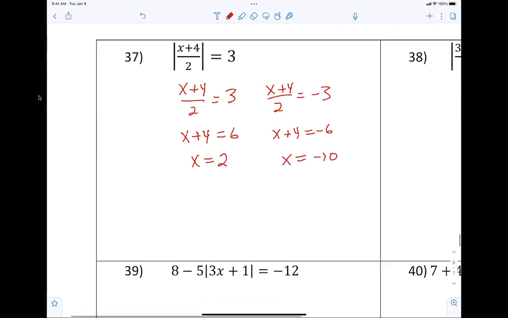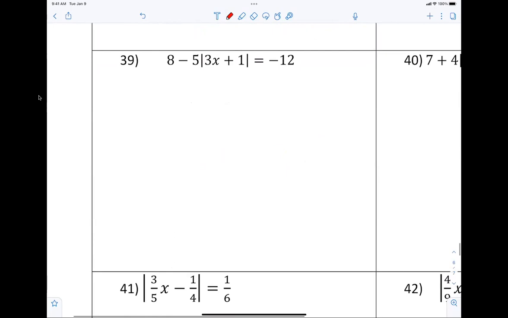Okay, so now let's take a look at 39. The first thing I need to do is subtract 8, negative 5. 3x plus 1 equals, what does that equal? Negative 20. Now remember, we do not do 8 minus 5 and get 3. From there, absolute value of 3x plus 1 equals what? 4.